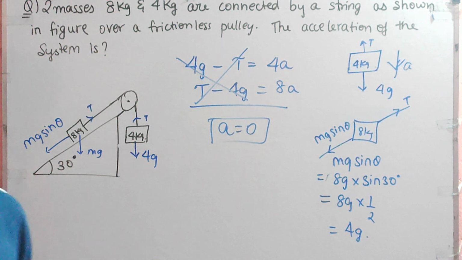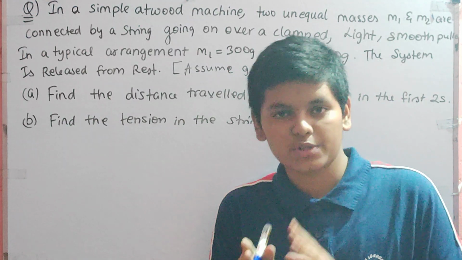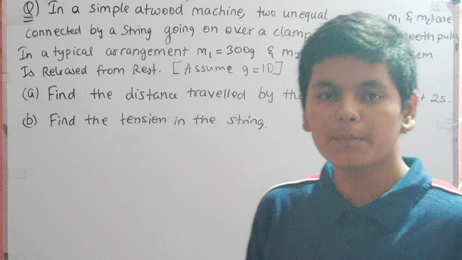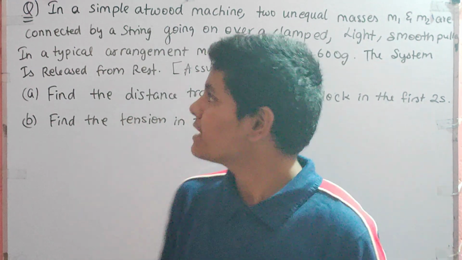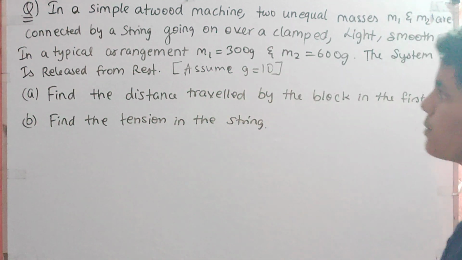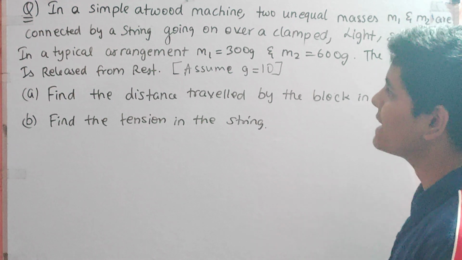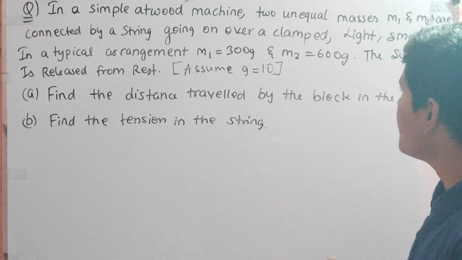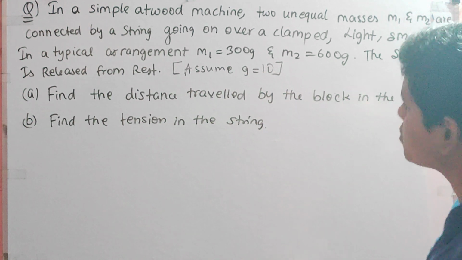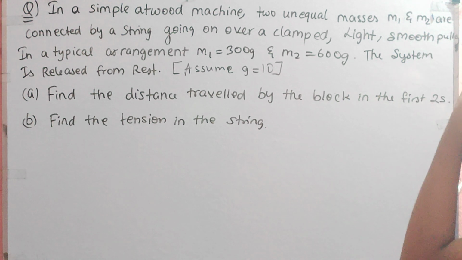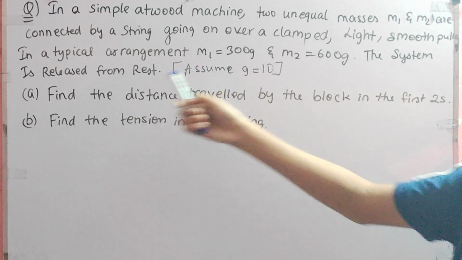Now let us move on to the concept of movable pulleys. So now we have our next question over here. Before moving on to movable pulley, let us complete this question. This is a good question. It says that in a simple Atwood machine, two unequal masses M1 and M2 are connected by a string going over a clamped light smooth pulley. So that is a clamped pulley, light pulley and a smooth pulley. In a typical arrangement, M1 is equal to 300 gram and M2 is equal to 600 gram. The system is released from rest.